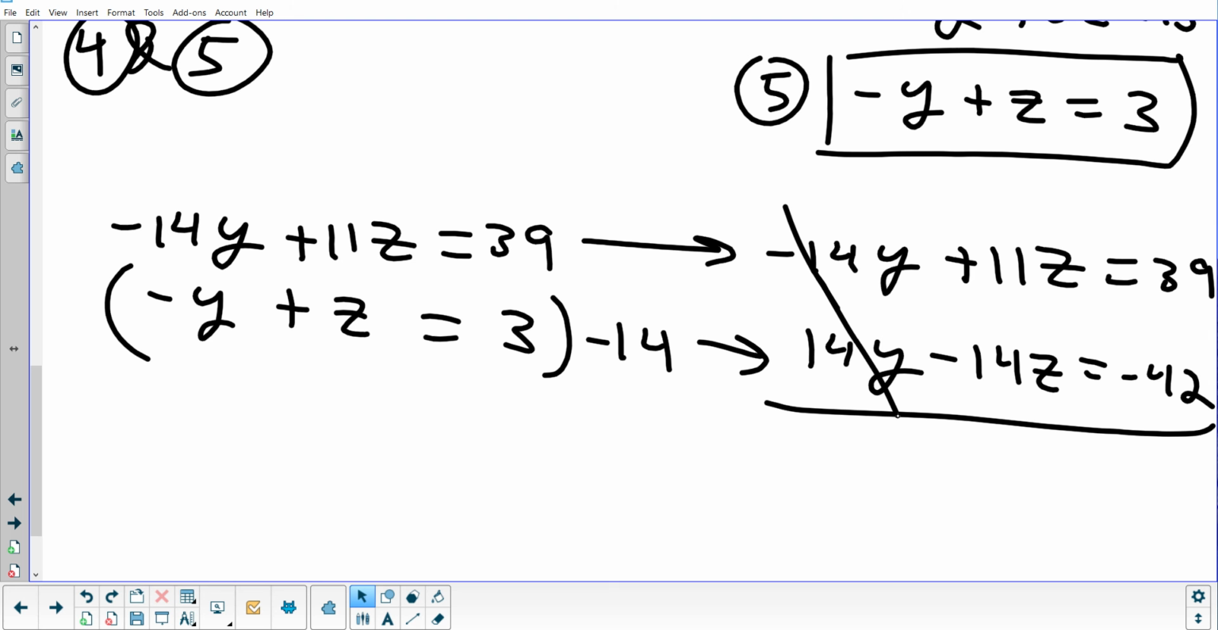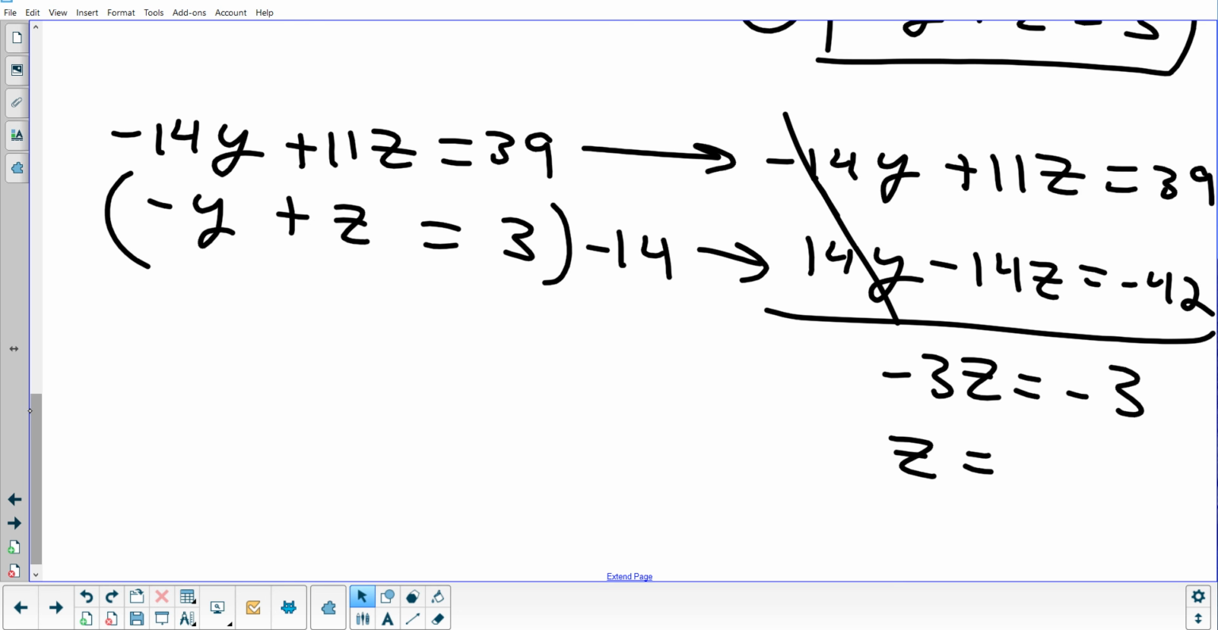-3z. And add your constants. What's 39 plus -42? Yeah, -3. So z has to equal how much? 1. So there's our first answer.